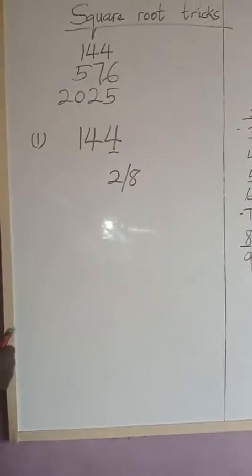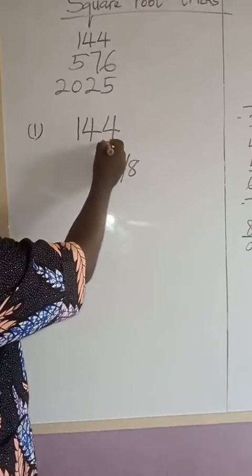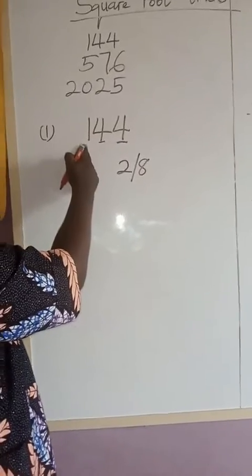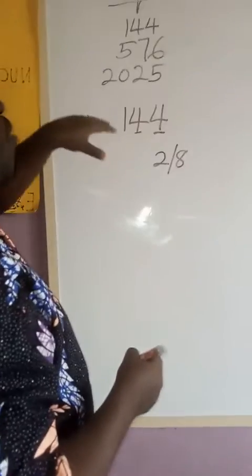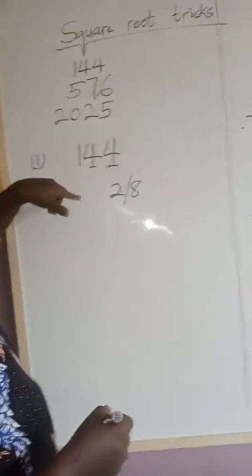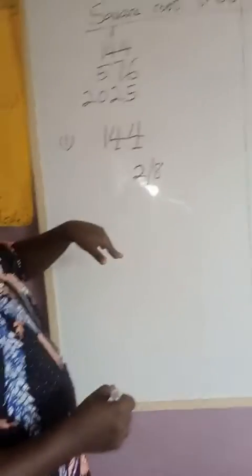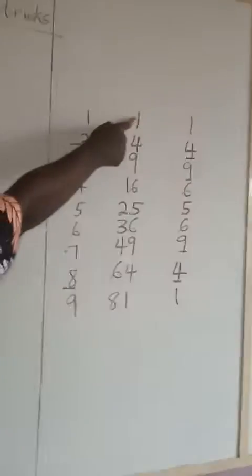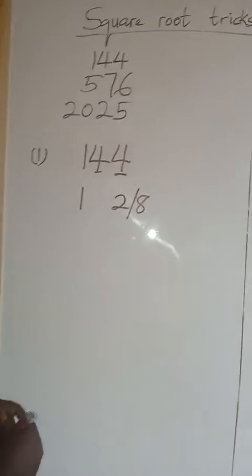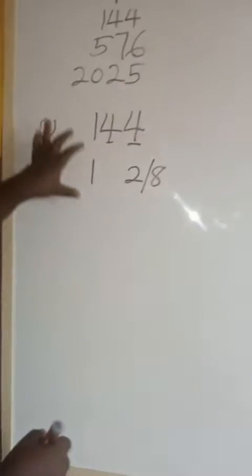Now let's go. The next step, we want to skip this 4 here and this 4, and we want to move on to this 1. Then for this 1, we want to ask, what is the square that is either less than 1 or equal to 1? So this is 1 exactly. So we are going to write 1.